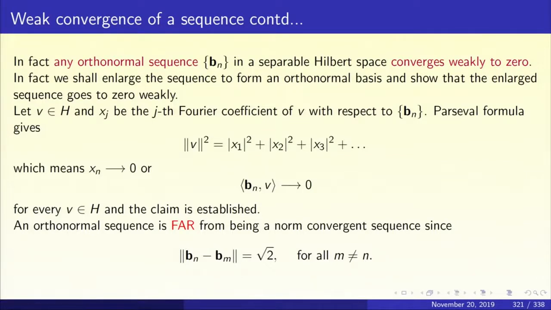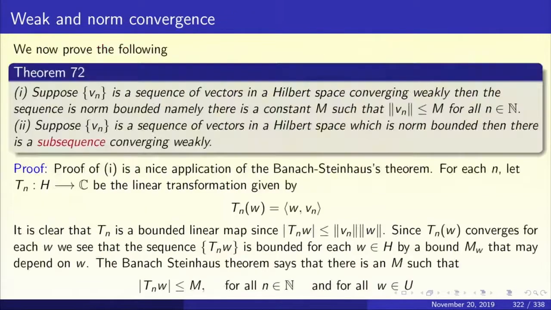So there is no hope of getting anything converging in norm out of this. Okay, now we must relate the weak convergence and non-boundedness. So now let us prove the following theorem, Theorem 72. Suppose Vn is a sequence of vectors in a Hilbert space converging weakly, then the sequence of norms must be bounded.